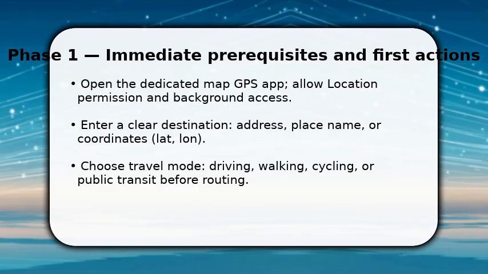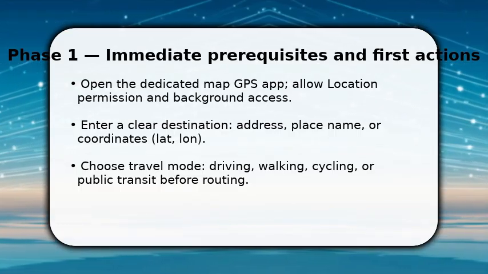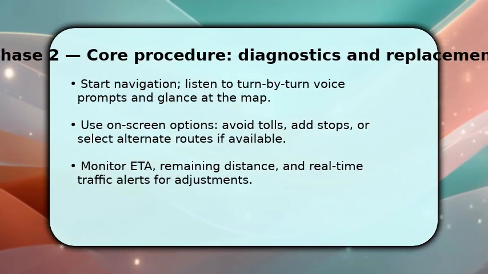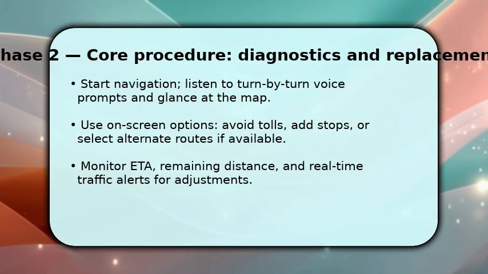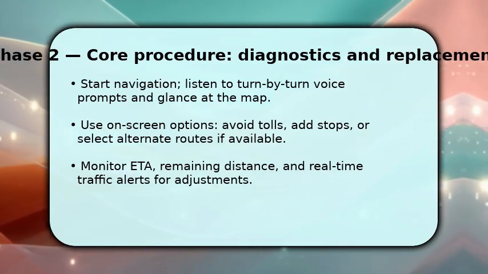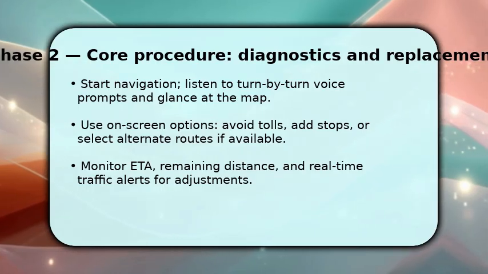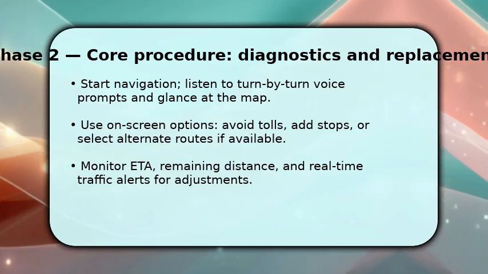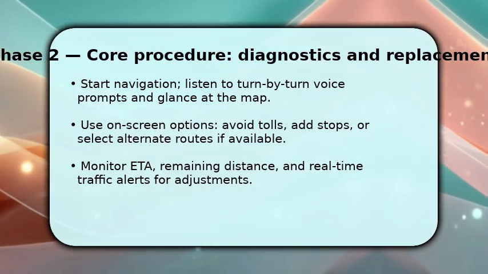Make sure your mobile data, or offline map tiles, are available before you move. You tap Start to begin navigation and rely on turn-by-turn voice prompts while you glance at the moving map for context. If you need changes, use on-screen options to avoid tolls, add stops, or select an alternate route. These tools refine the single chosen plan without restarting.